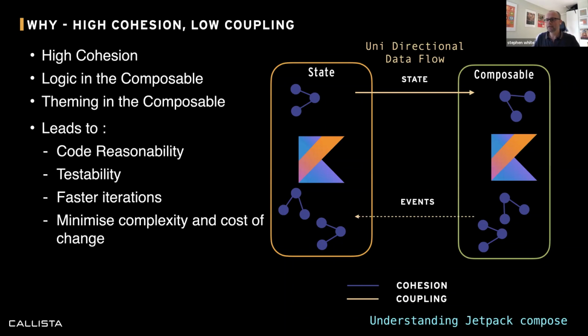So this leads to good code reasonability, testability, faster iterations, and in my mind, minimizes complexity and cost of change. The testability aspect here is enormous, and it's something that drew me to React initially, and now we have it in Compose. It really gives you the ability to do TDD right from the get-go, which is great in my mind.